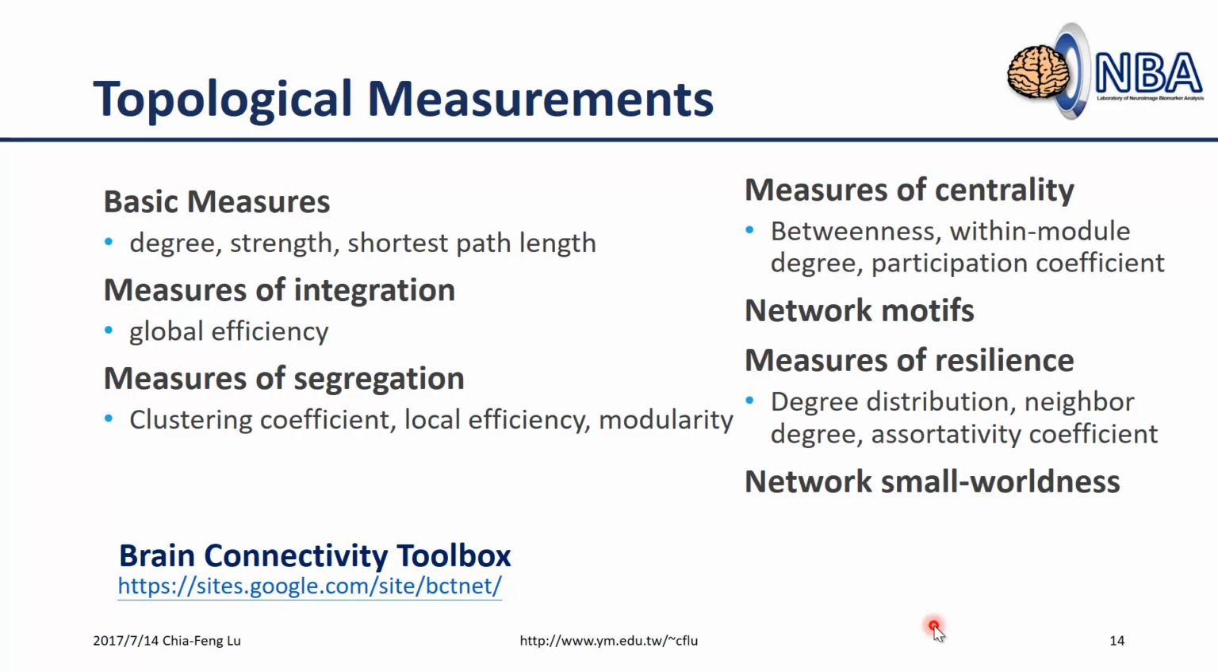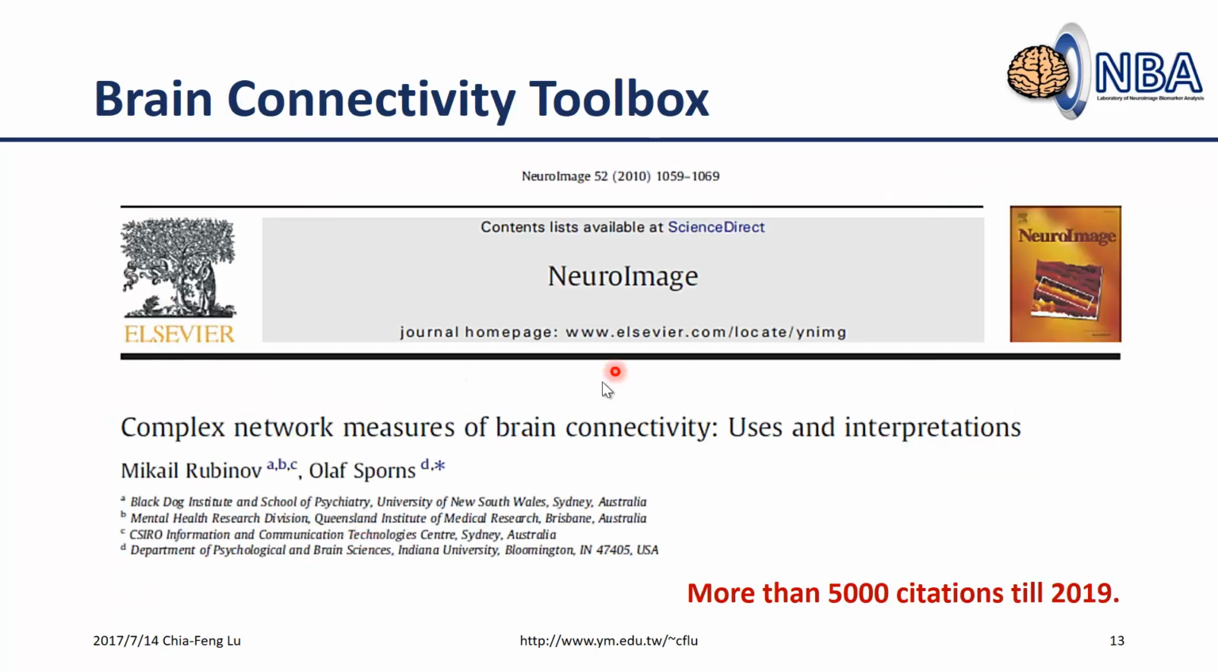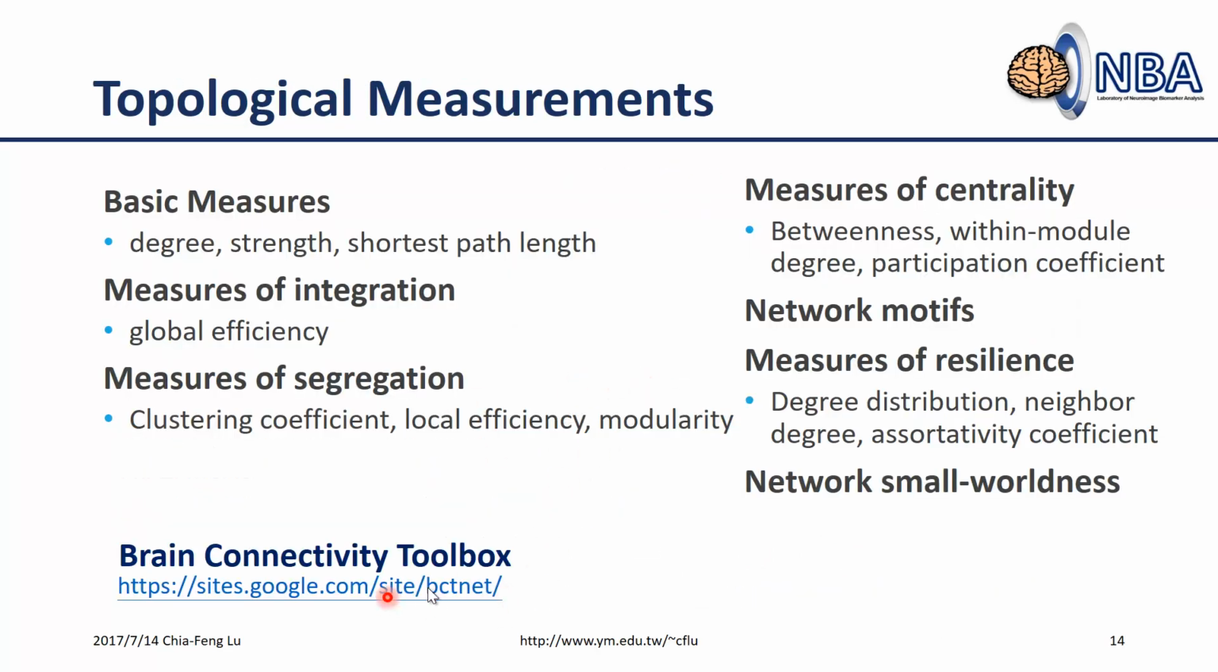So again, this is an essential paper if you want to know the interpretation or find the source code on hand. This Brain Connectivity Toolbox comes from this paper, and this is a website that you can visit. You can download all the MATLAB source code, so you can construct your own toolbox or perform the network analysis. If you don't want to use a GUI, you can just use all the source code from this Brain Connectivity Toolbox.